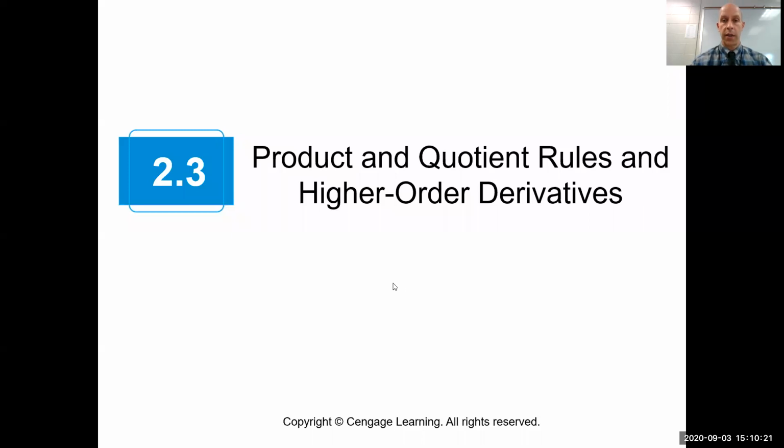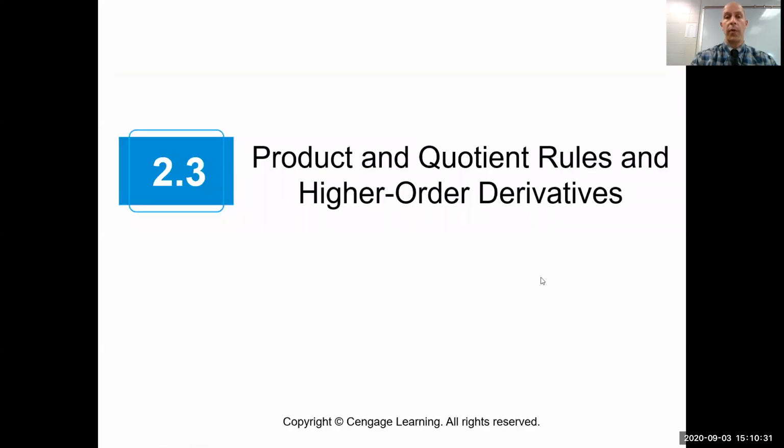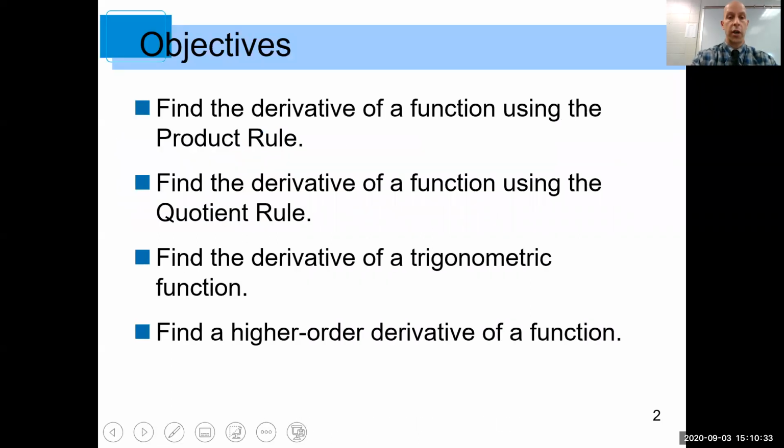Today we are going to look at the product and quotient rules and some other things too. So this is section 2.3. Our objectives today are to find the derivatives of functions using the product rule and using the quotient rule. I'm going to share a couple of additional derivatives for some trig functions. And we're also going to look at something called higher order derivatives.